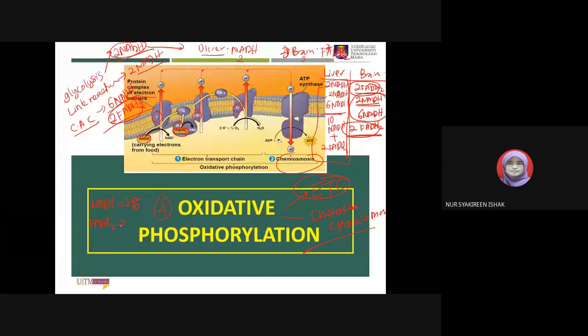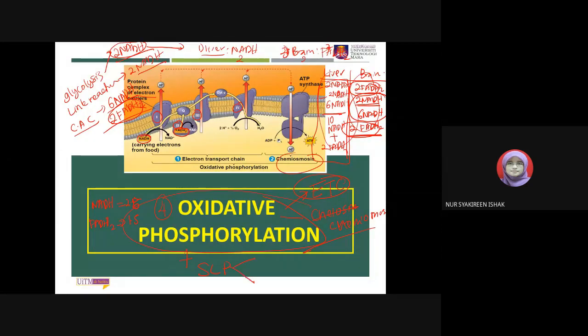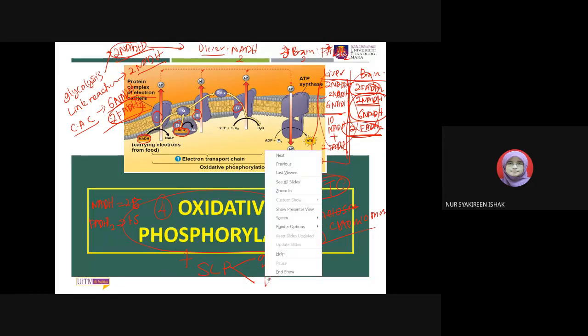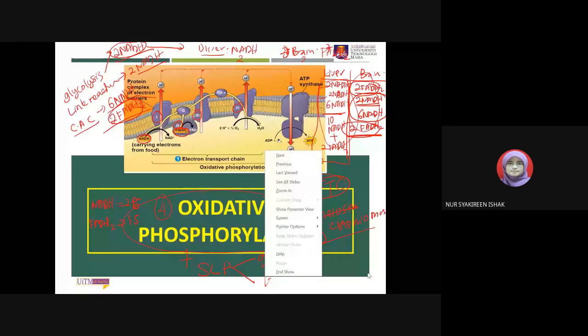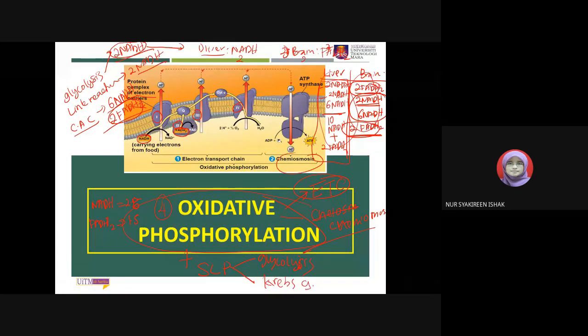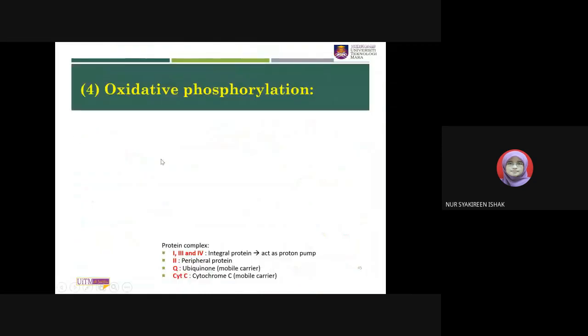Kalikan berapa semua ATP yang terhasil semasa oxidative phosphorylation. Campur dengan berapa banyak ATP yang terhasil semasa substrate level phosphorylation yang berlaku semasa glycolysis dan juga semasa Krebs cycle. Okay, semasa Krebs cycle. So yang ini awak kena ingat, ni adalah antara soalan yang memang suka keluar lah dalam exam. Okay.